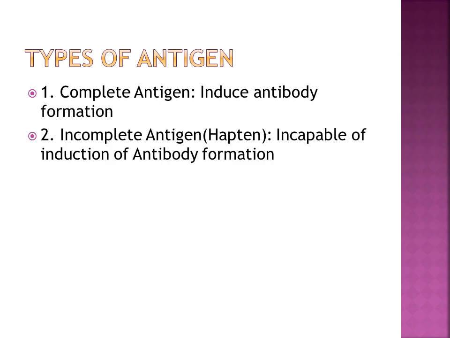Types of antigen. So there are two types, complete antigen and incomplete antigen. So complete antigen, when it induces antibody formation, it is called as complete antigen, and incomplete antigen is also called as hapten. So it is incapable of induction of antibody formation.